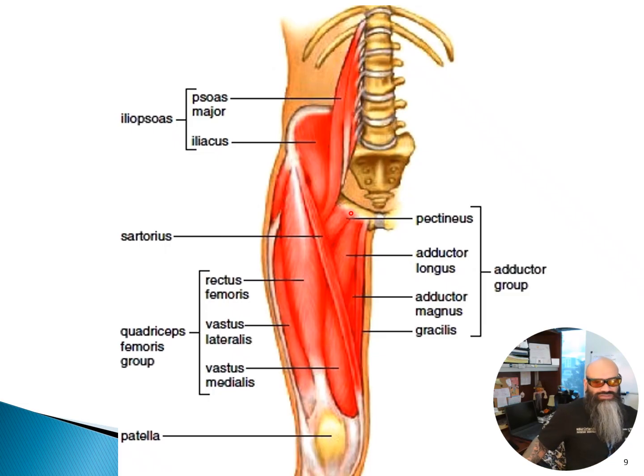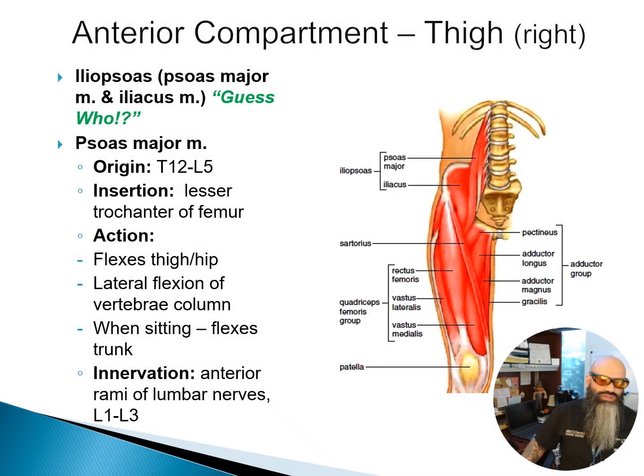The pectineus originates from the pubis and inserts on the femur, causing adduction of the hip joint, the thigh, and you've got your brevis, longus, and magnus and gracilis adductor group to help you with that.